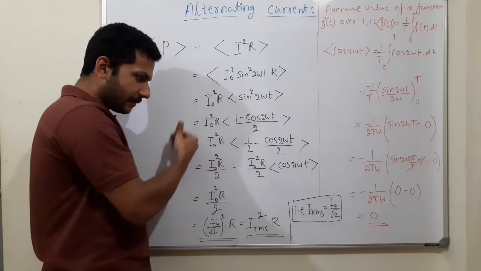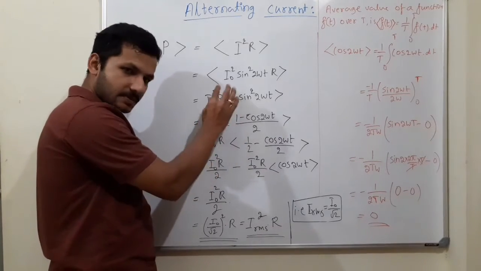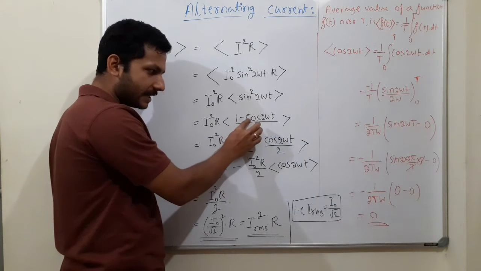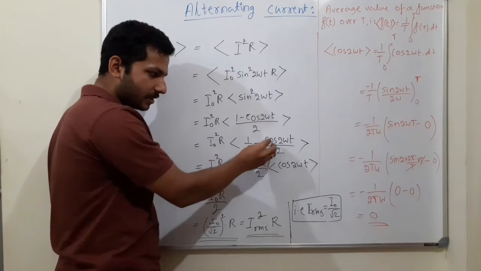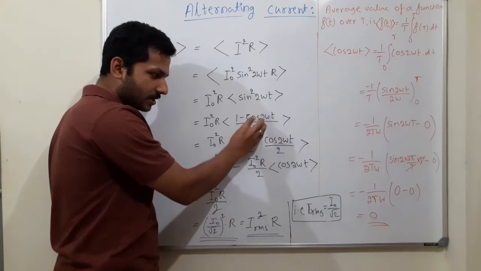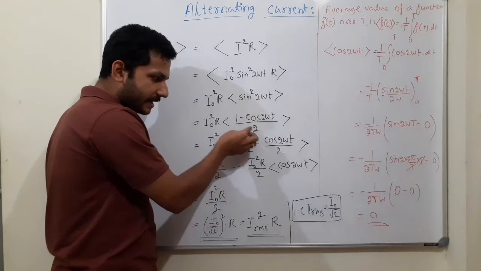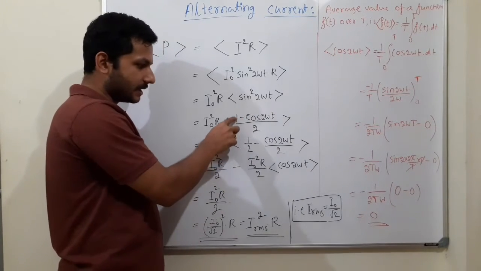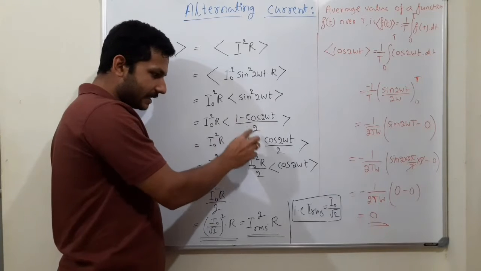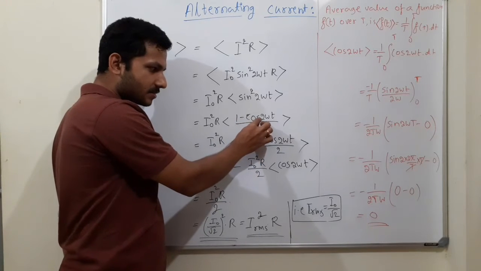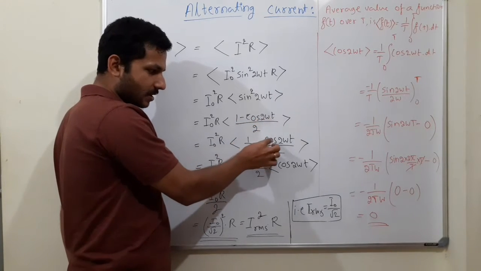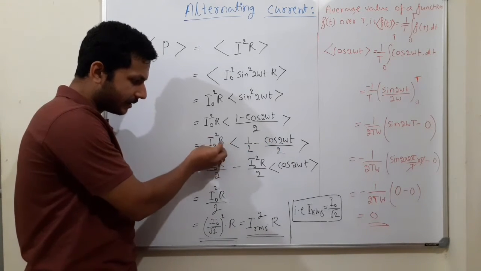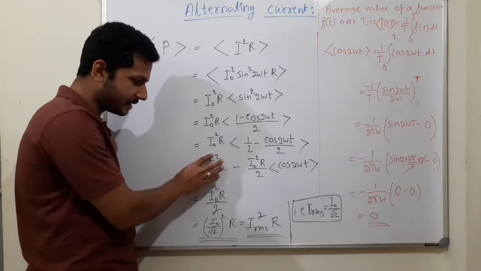Again, this I naught square R remains outside the bracket itself. Now we will just split the term here. That is 1 by 2 separated, and minus cos 2 omega t by 2. So 2 is dividing both 1 and cos 2 omega t. That is 1 by 2 minus cos 2 omega t by 2. So I naught square R remains as it is.